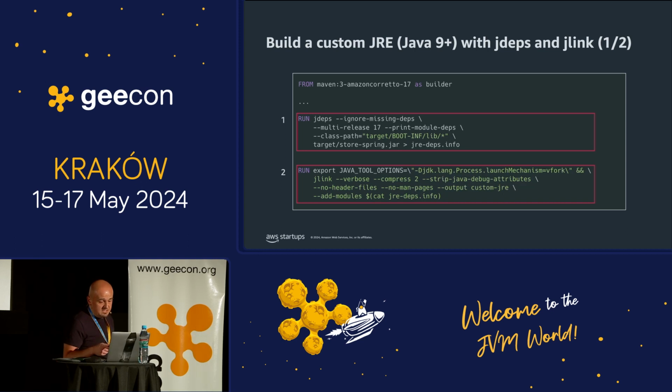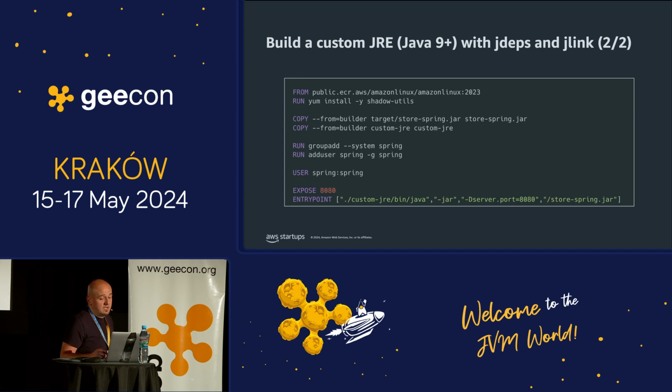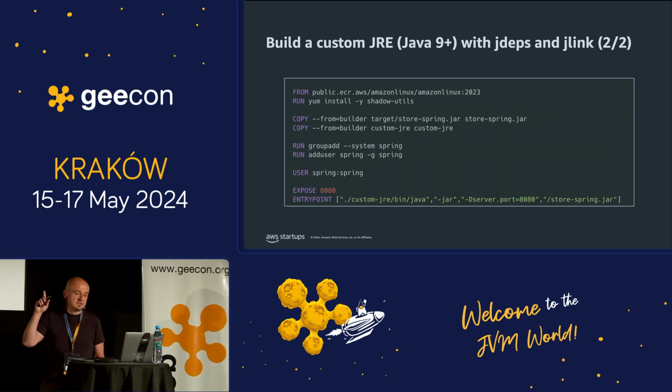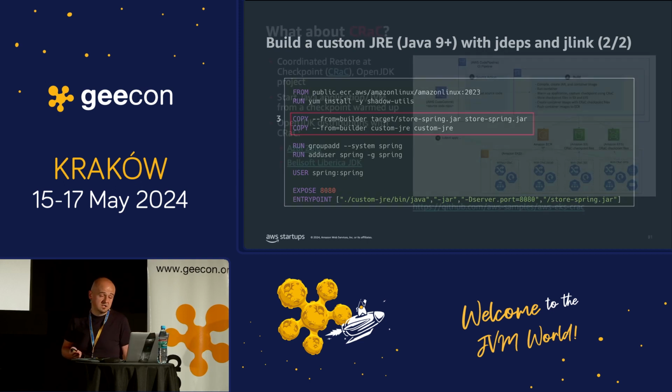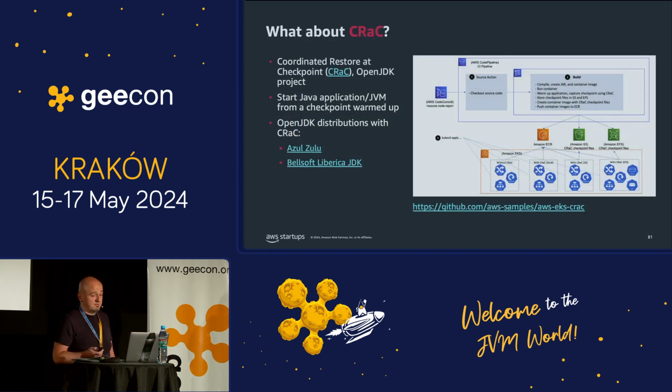And in this case, you strip it of everything that is not needed, including header files and man pages, and it's automatically compressed here, as you can see. If you take a look at the first line, this one is the genuine Amazon Linux image, so it doesn't contain a JRE at all by default. So what you do is copy the original jar file for your application and your custom JRE, and then you can run it in an entry point. So it's another nice way to reduce the size of your image.